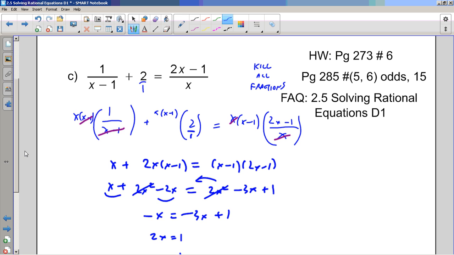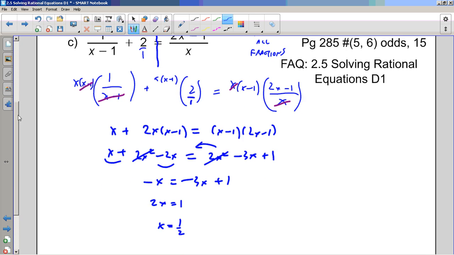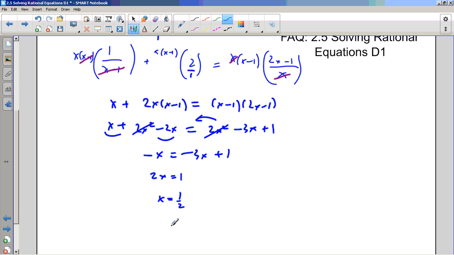Notice that if I wanted to, I could substitute in x equals a half and see the left side is equal to the right side. Another way I could do that, remember, if I wanted to check this graphically, I could put y equals this big expression into a graphing calculator and y equals this big expression in a graphing calculator, and they should cross at that one spot, x equals a half.